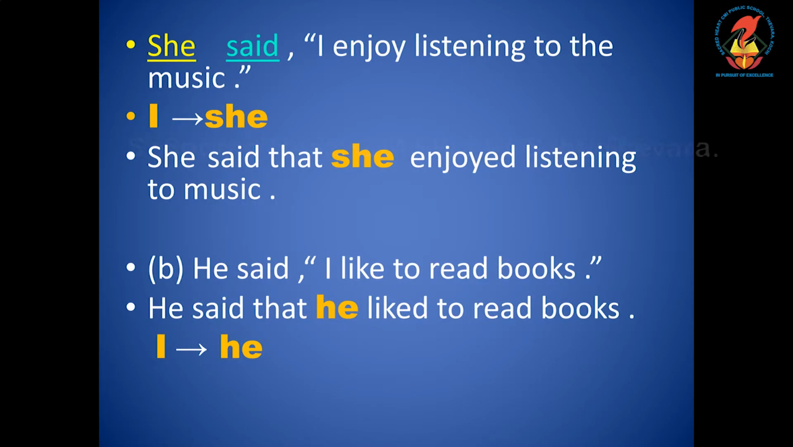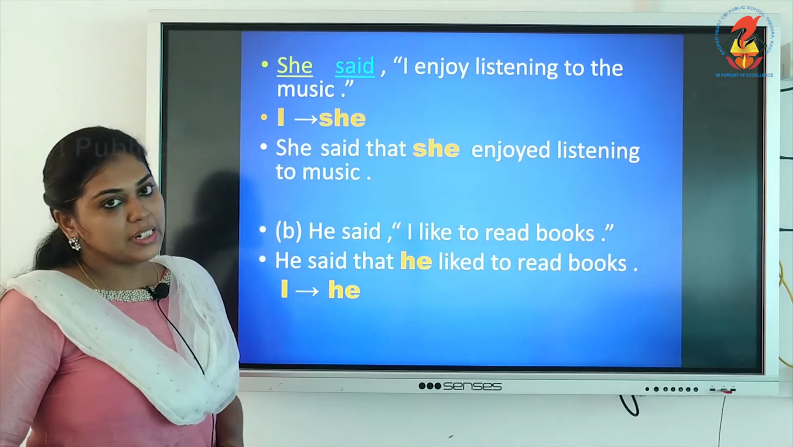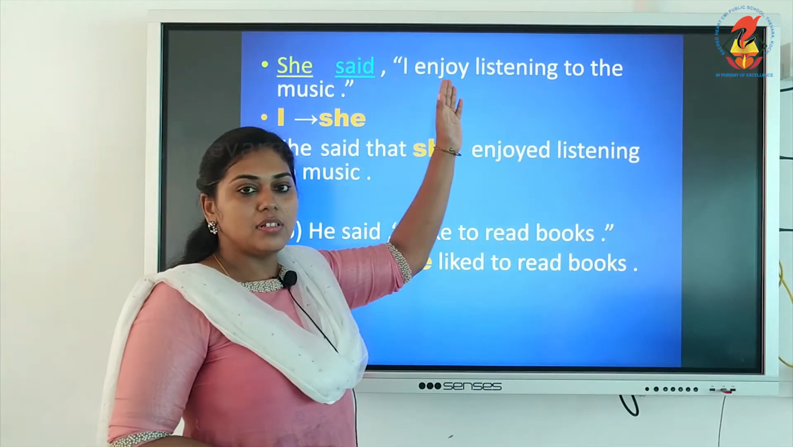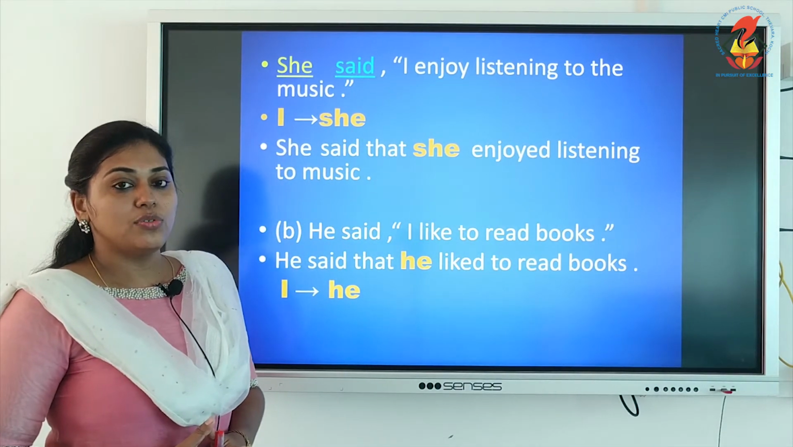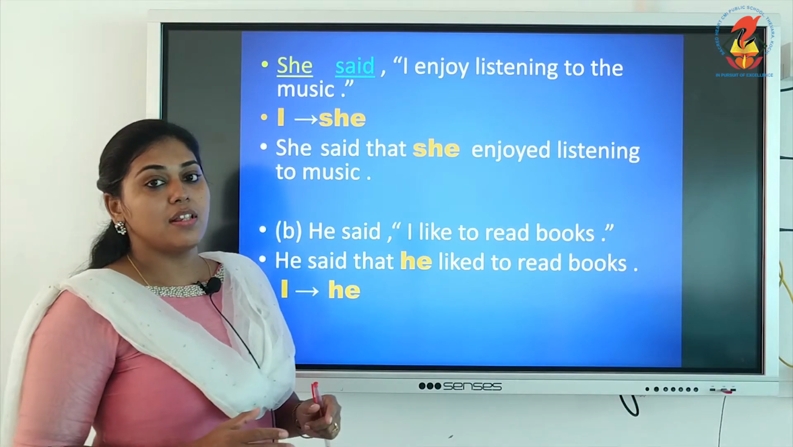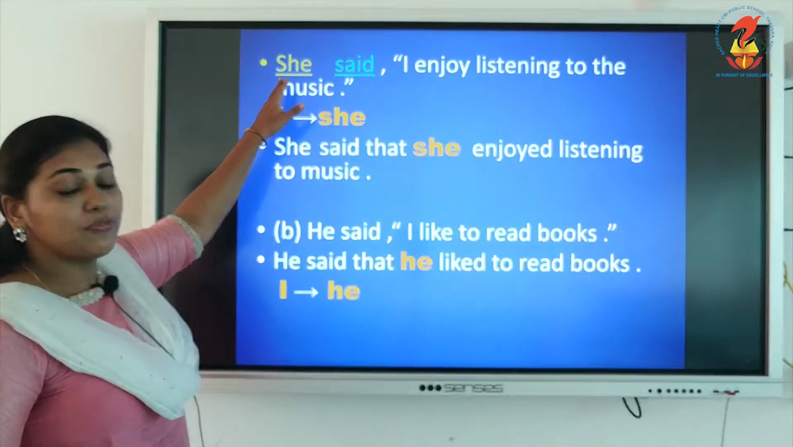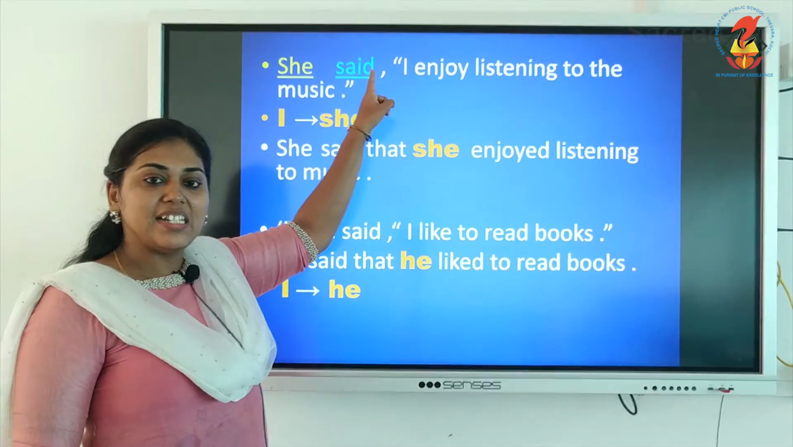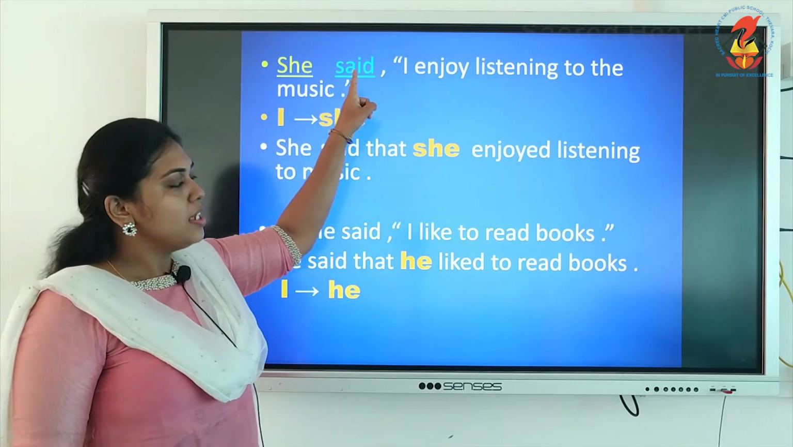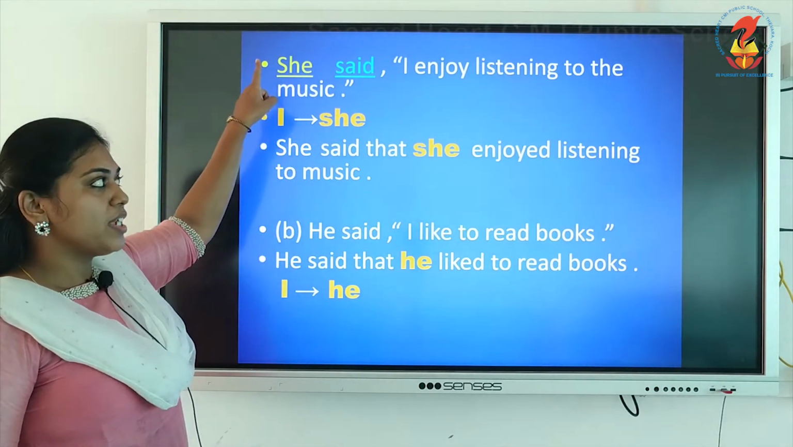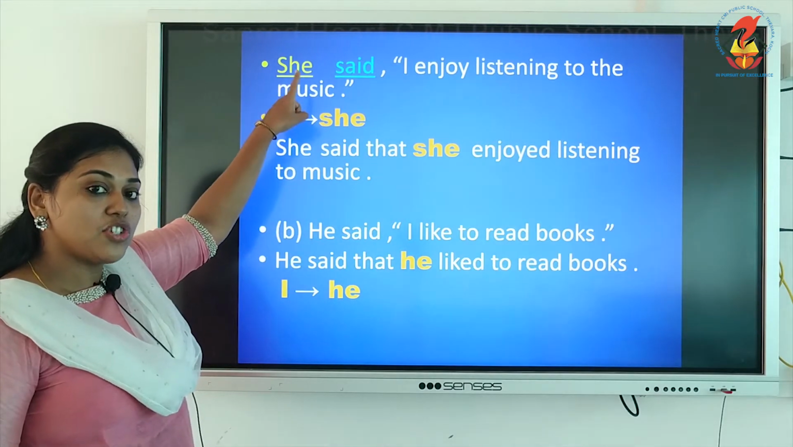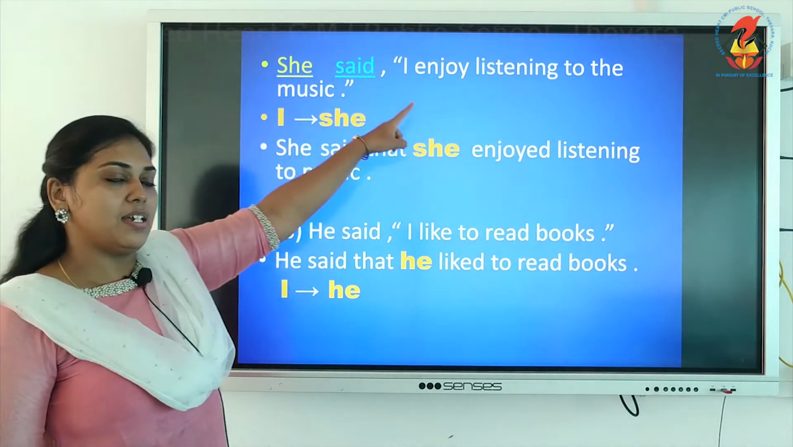See, here the dialogue: she said, "I enjoy listening to music." This is the dialogue that we have to change into indirect speech. Now, we know that there is the pronoun I in the dialogue. So, when I comes, what do you have to do? You have to write it as the same person as the subject of the reporting verb. Said is what we call the reporting verb. So, what is the subject of the reporting verb? She is the subject of the reporting verb. So, we have to use the same person or same gender of the subject when I comes.